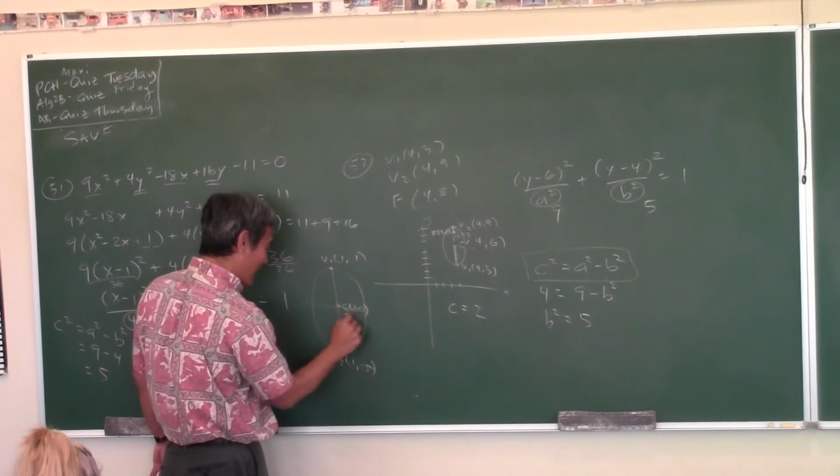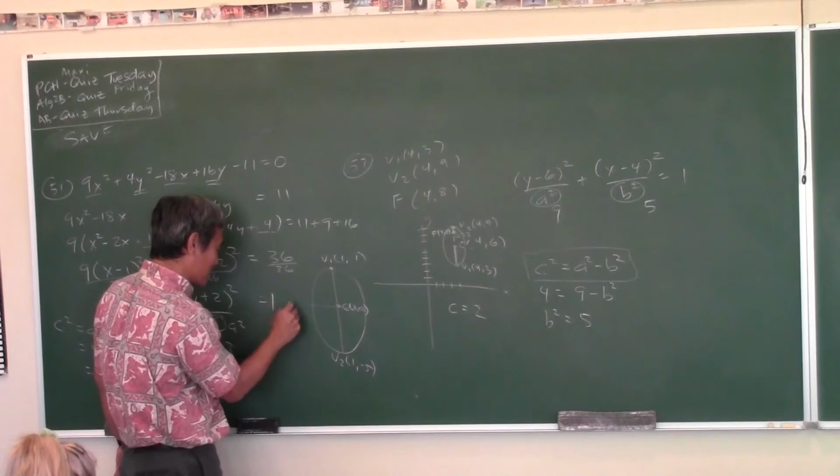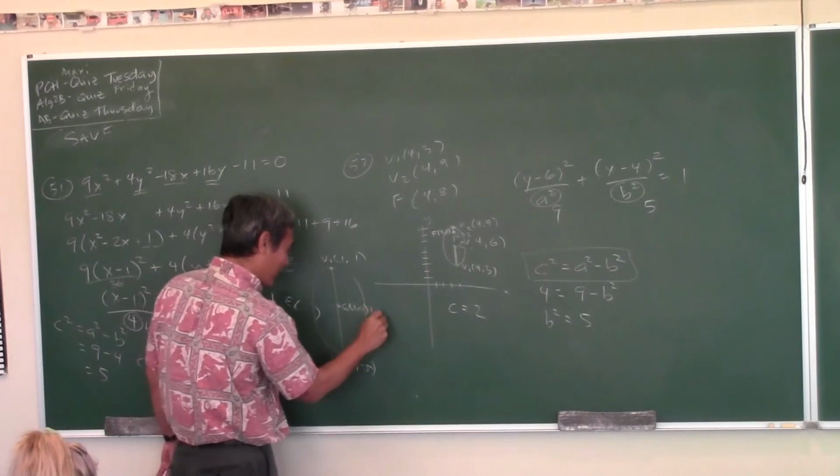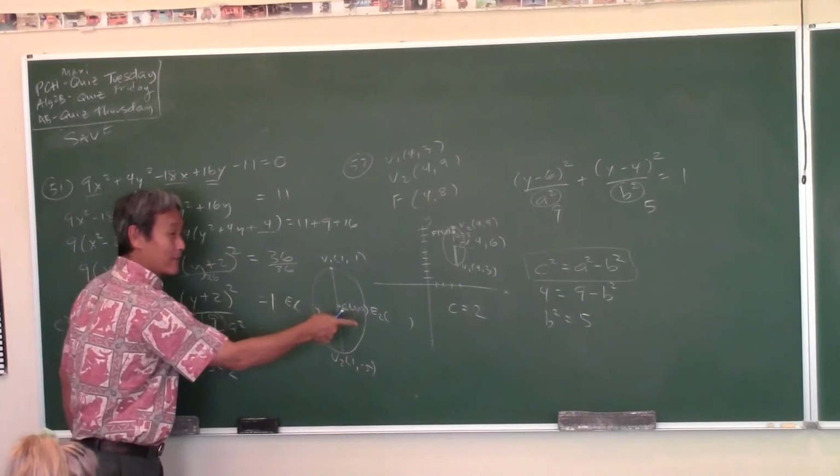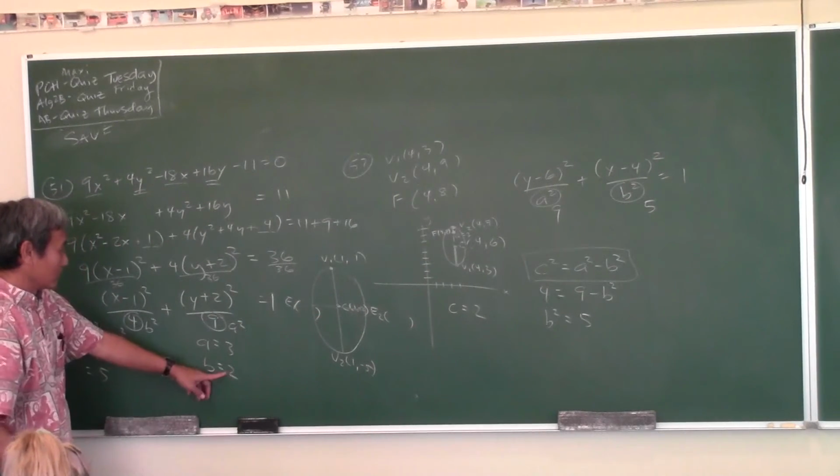Okay, this is the minor axis. Let's put some more here. What are the coordinates of the endpoints of the minor axis? Well, you just go b left and b right, right? So 2 left and 2 right.